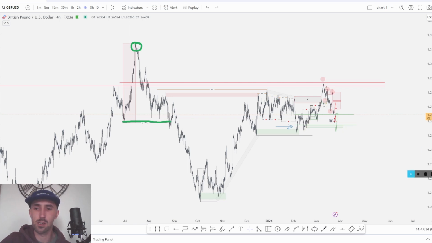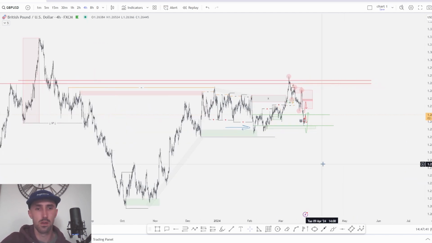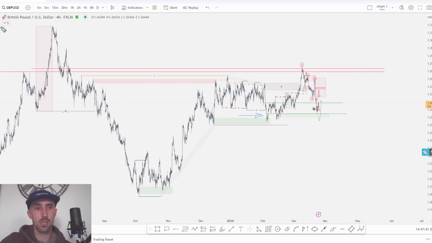So let me just get rid of this. Come back onto here. So what we're looking at here is price creating a high, creating a low, breaking structure, running down, giving us a range, which is a bearish range. We've then pushed back into this area. We've just taken out the low within here to confirm more bearish price action.